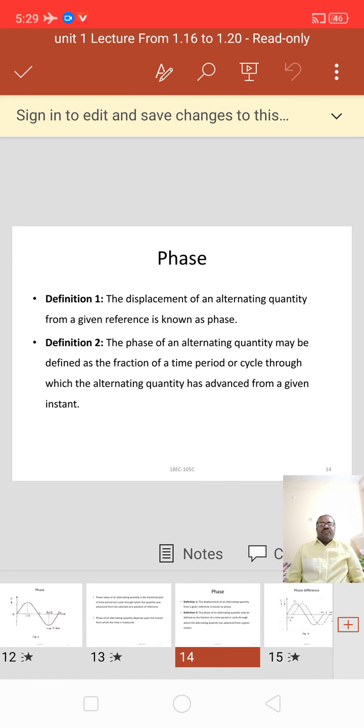The displacement of an alternating quantity from a given reference is known as phase. Once again, the displacement of an alternating quantity from a given reference is known as phase. Definition 2: the phase of an alternating quantity may be defined as the fraction of a time period or cycle through which the alternating quantity has advanced from a given instant. The simple definition is the displacement of an alternating quantity from a given reference is known as phase.